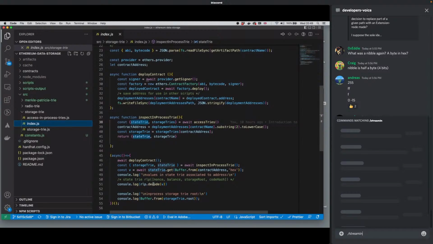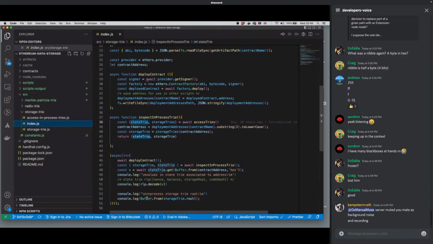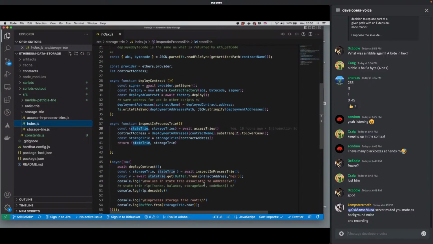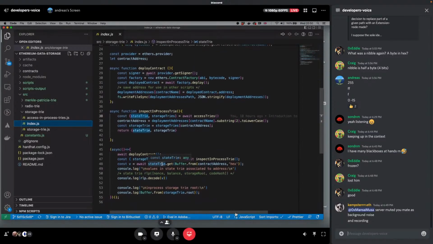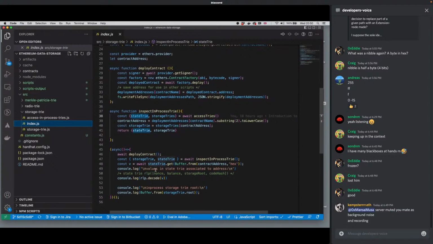The state trie is what is continuously added to. The key is an account address, whether it's an externally owned account or a contract account, followed by the RLP encoded nonce, balance, storage root, and code hash. So this is where we saw that storage root trie.